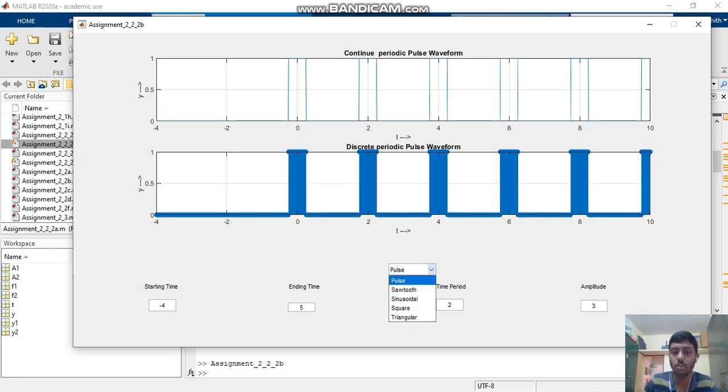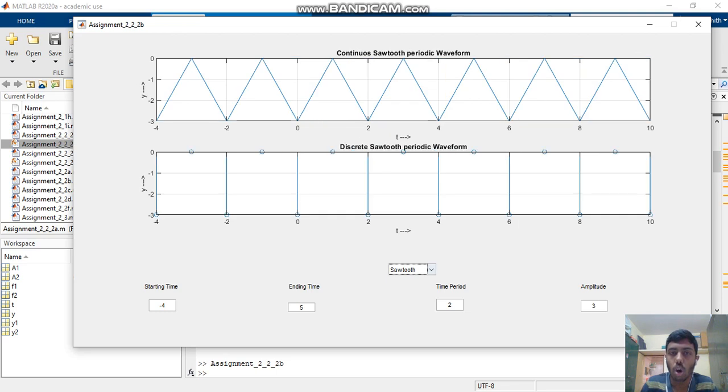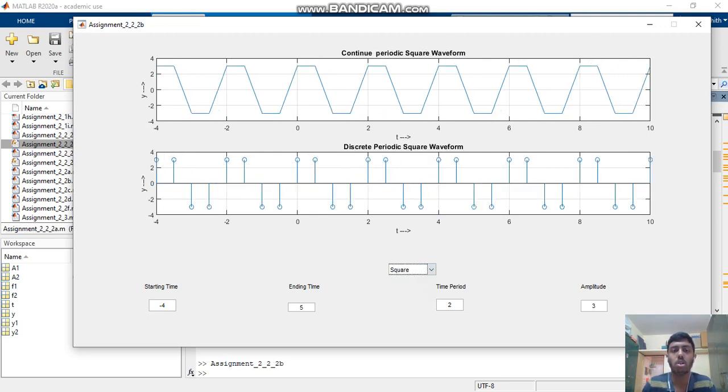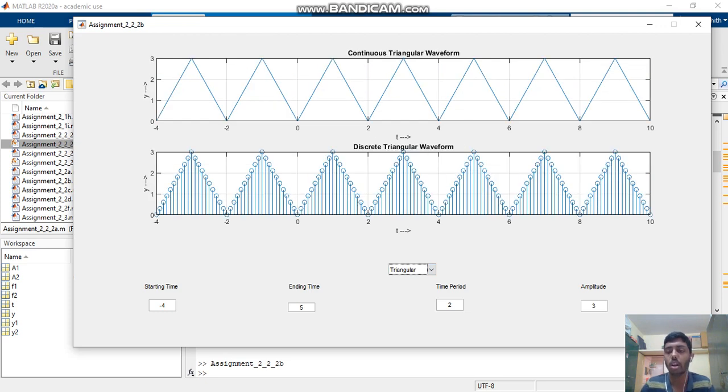See your pulse graph. Now sawtooth, this sawtooth graph of time period 2. Sinusoidal, this sinusoidal function graph. Now square waveform, this square waveform graph. This triangle graph. See, we can give values and we can obtain the graph. This is the use of GUI.